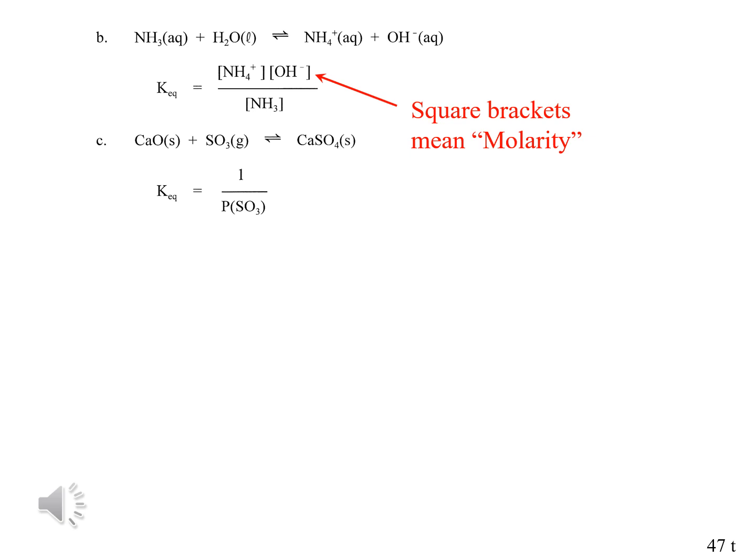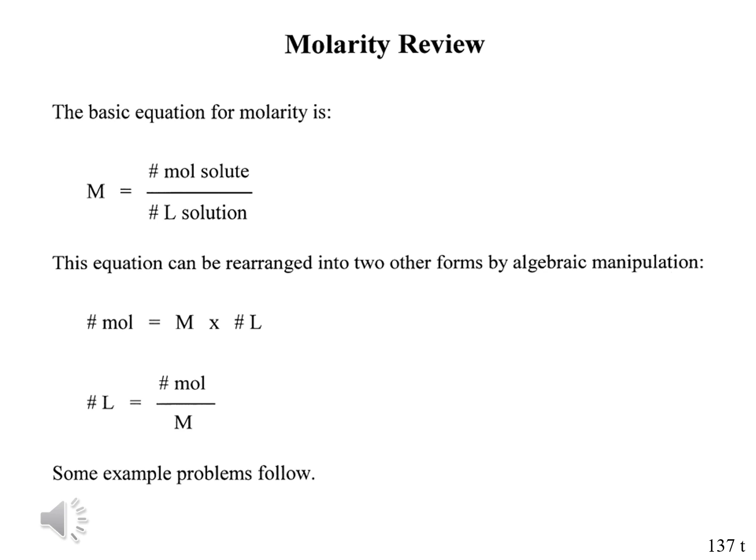Now here's a reaction where you have a solid on the right, and so if you put products over reactants, there wouldn't be anything on the top because you don't put solids in. Obviously, there has to be a number on the top, so you could think of solids and liquids as being replaced with a 1.